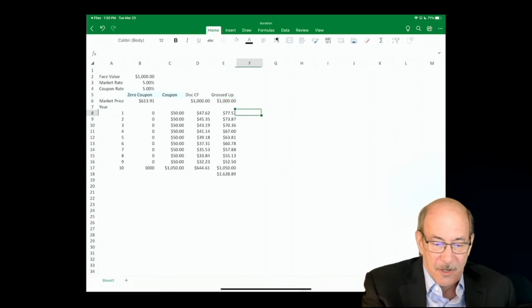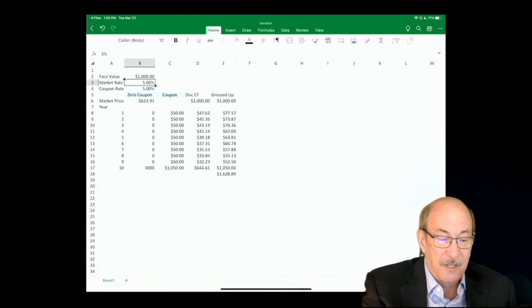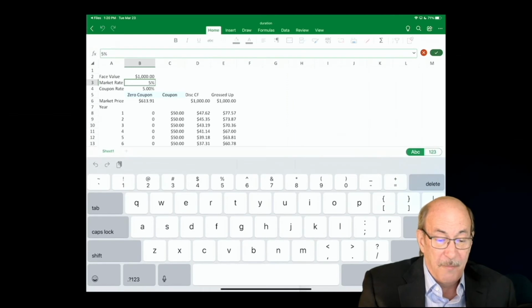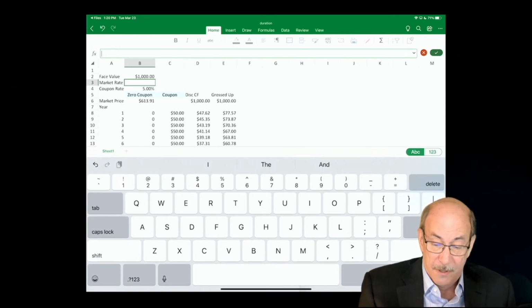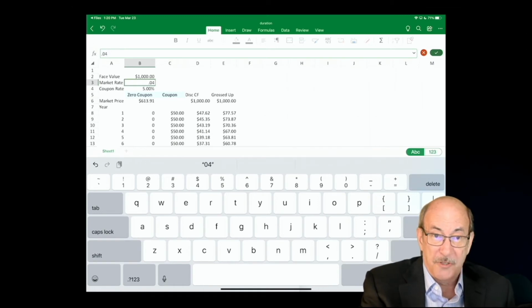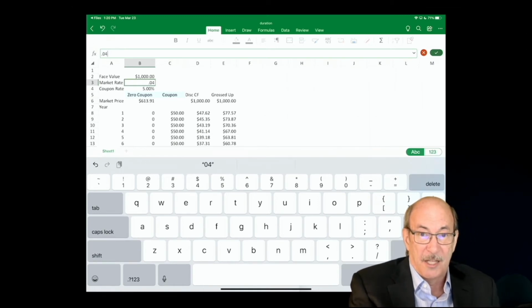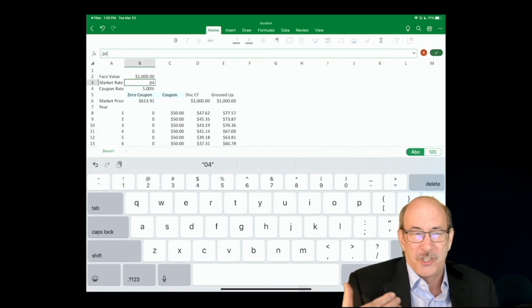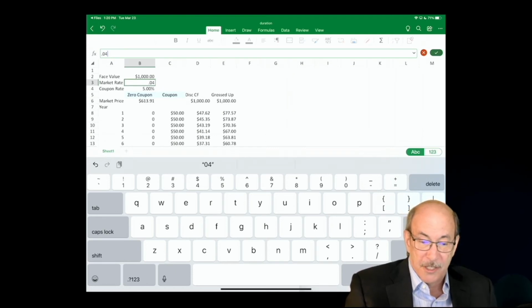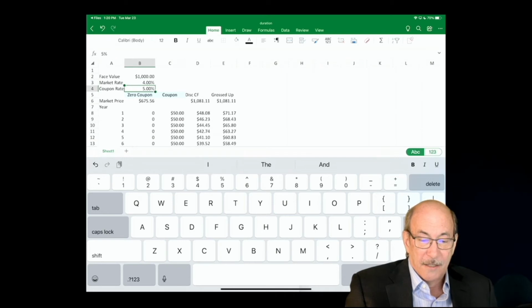Notice, let me change this rate up here. Let me change it from 5% to 4%. Now watch what's going to happen to the numbers in column E. If I decrease my compounding rate, what's going to happen? Those numbers are going to drop, right? So here, let me change it to 4. Aha! That 77 dropped down to $71. So I'm $6 worth off with that coupon payment.